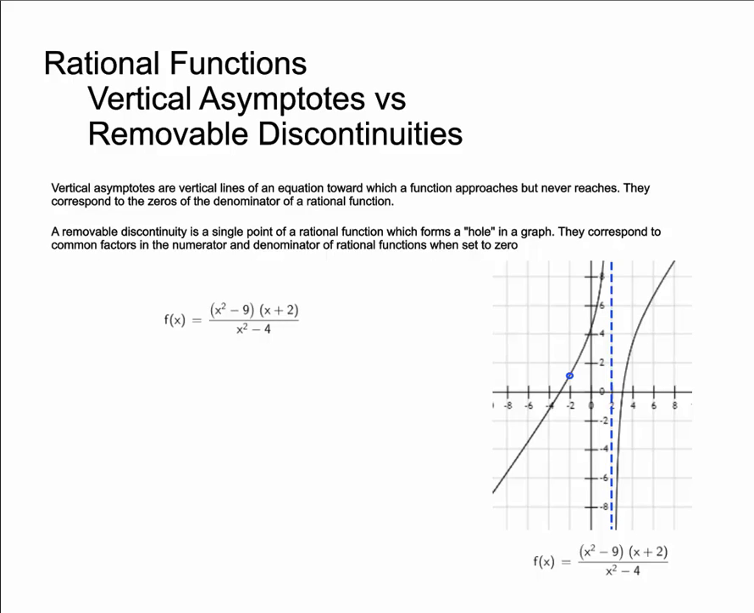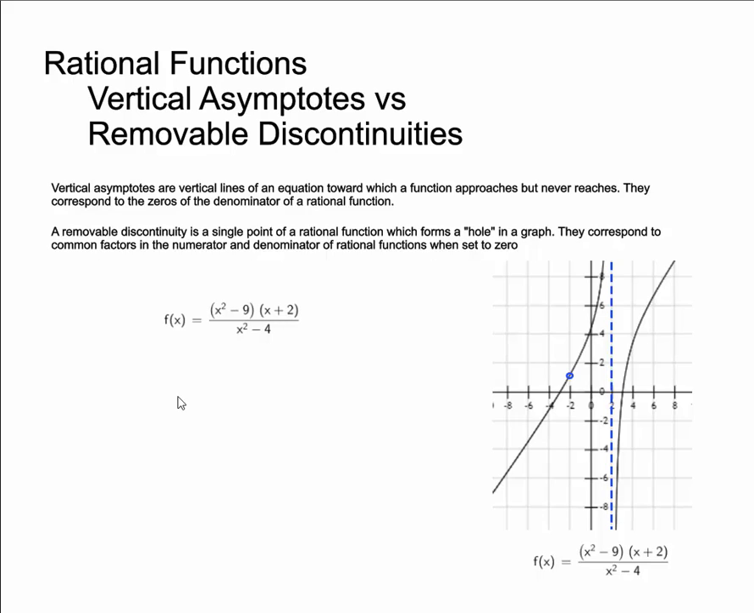So on the right, we have the graph of f of x, which is equal to x squared minus 9 times x plus 2, all of that over x squared minus 4. It looks like in the graph we can see a removable discontinuity and also a vertical asymptote. The removable discontinuity appears to be around the point that has an x value of negative 2, and it looks like the vertical asymptote is at x equals 2. So how do we figure that out?